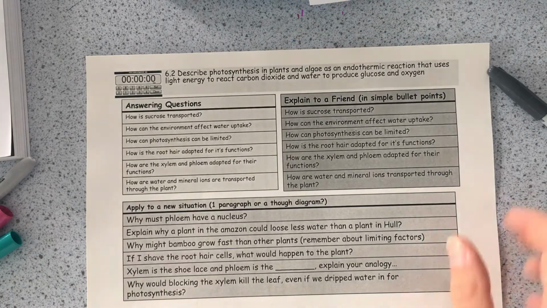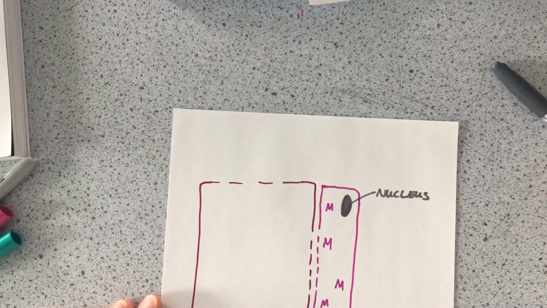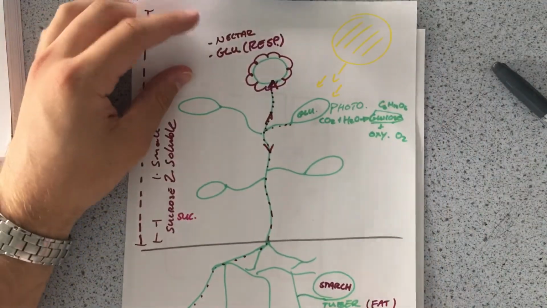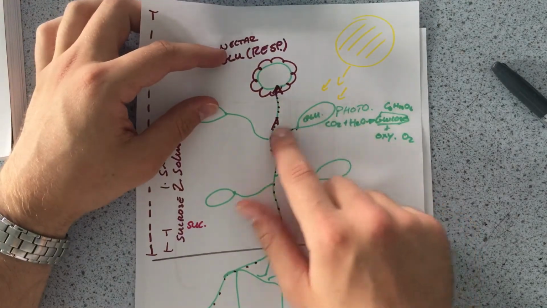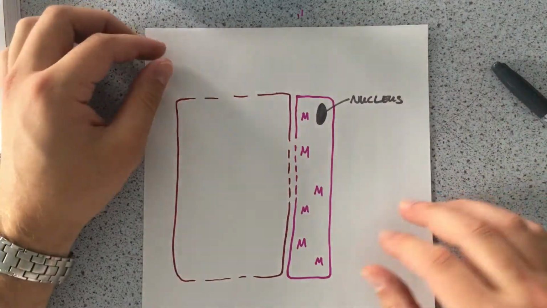Why must phloem have a nucleus? Well, phloem must have a nucleus because phloem isn't about one directional flow. Phloem has to have movement from the leaves to the tips of the plant and also down here to the roots. So it takes a little bit more than just being a straw and sucking up water.